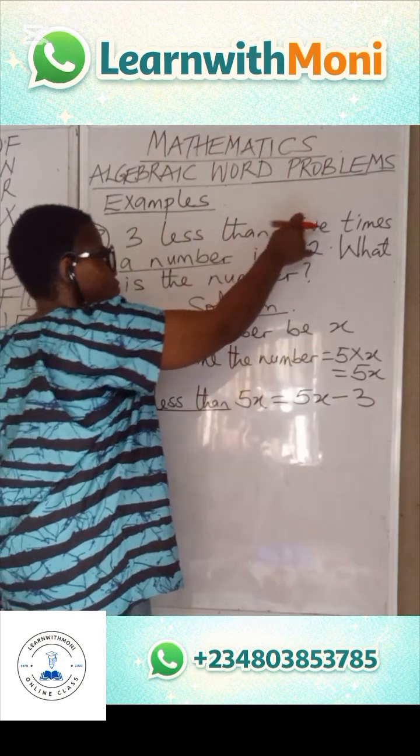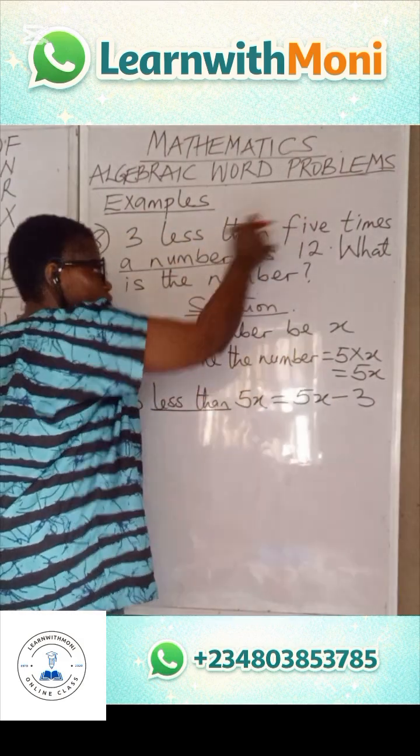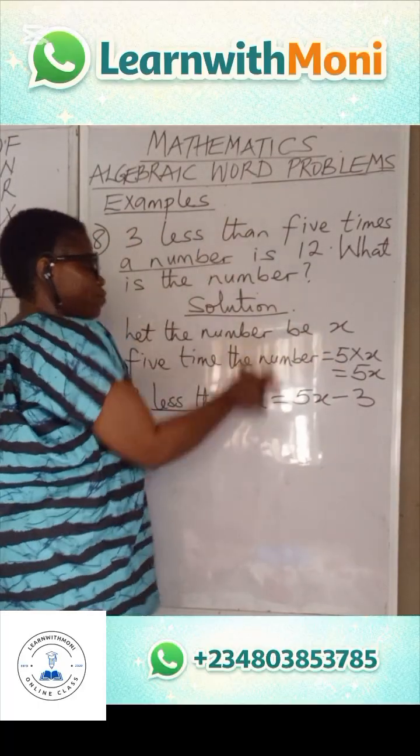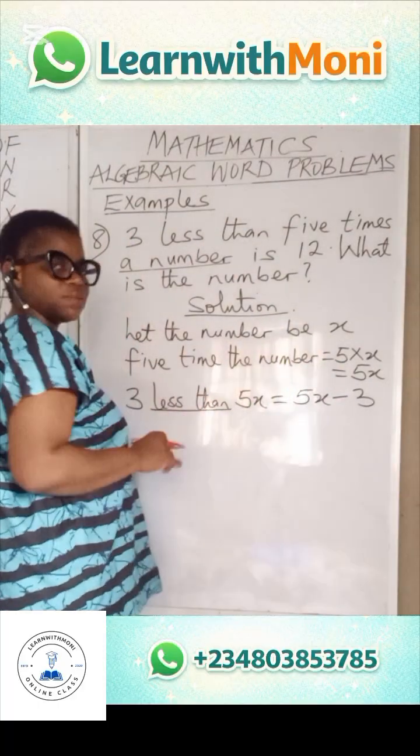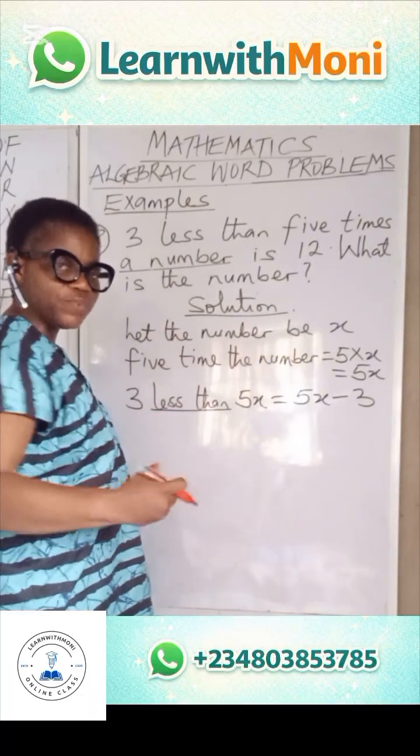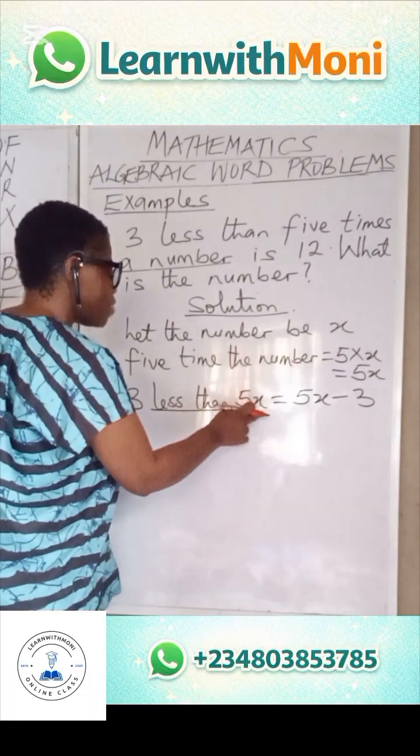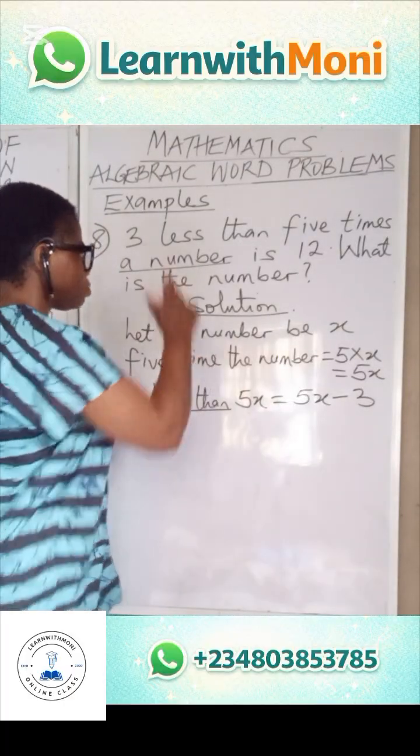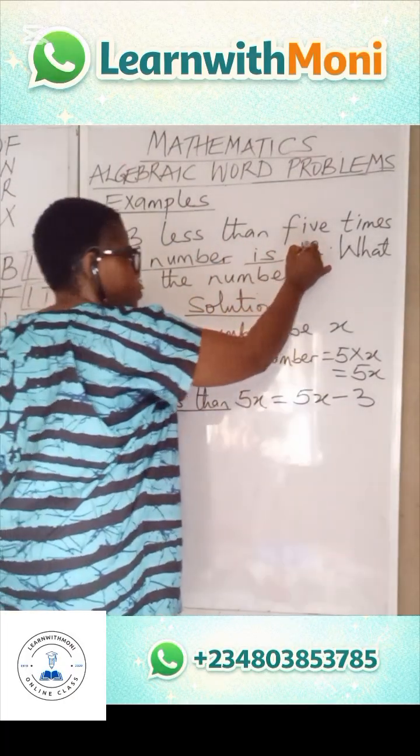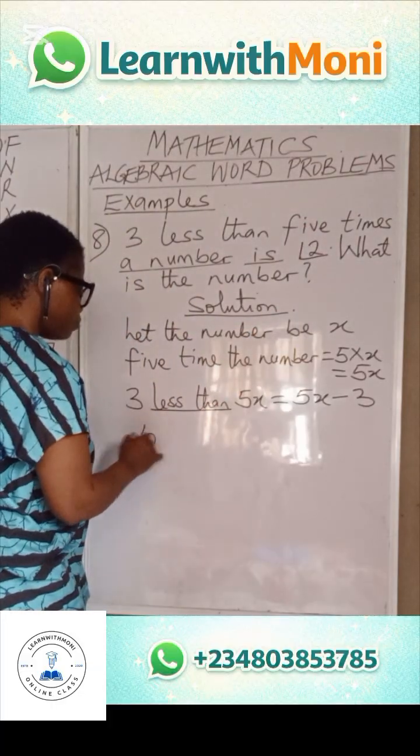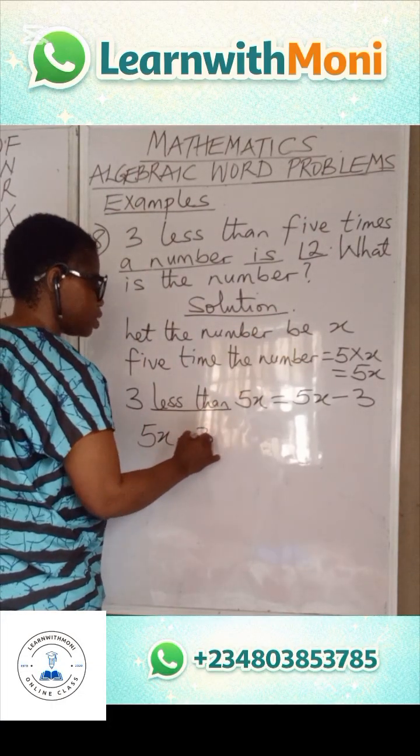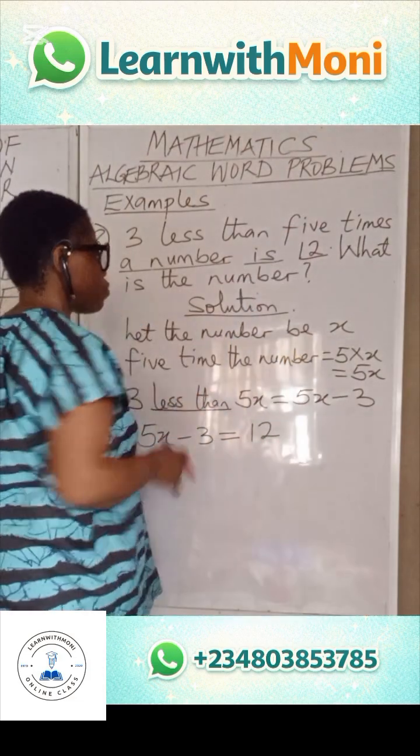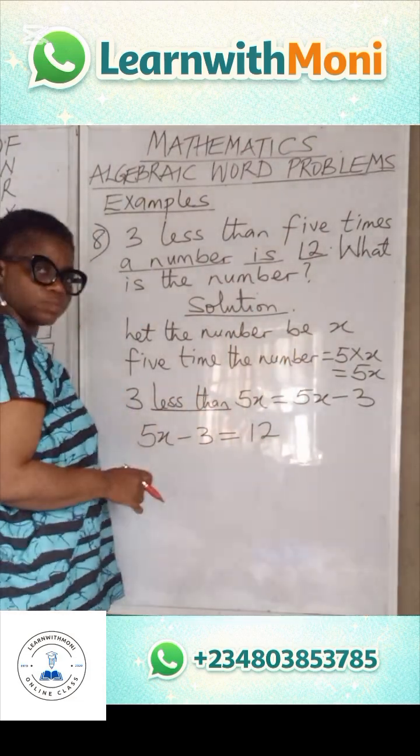3 less than 5 times a number. 5 times that number is 5x. That means 3 less than 5x. Less than means subtraction. So 5x, remove 3 from 5x. That's 5x minus 3. And we are told that the result is 12. That means 5x minus 3 is 12. Now we are asked to solve for the number, which is x.